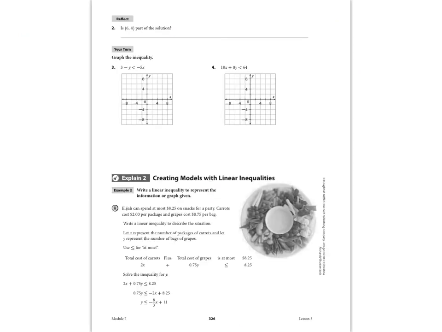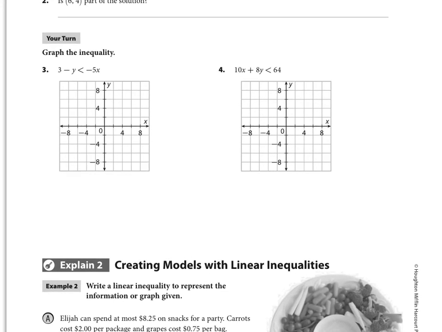Let's take a look at the examples here, page 326. I'm going to do number 3. I would like you to try to do number 4 before you see my solution. So for number 3, I'm going to solve it for y, put it into slope-intercept form. I'm going to subtract 3 on both sides, so I get negative y is less than negative 5x minus 3.